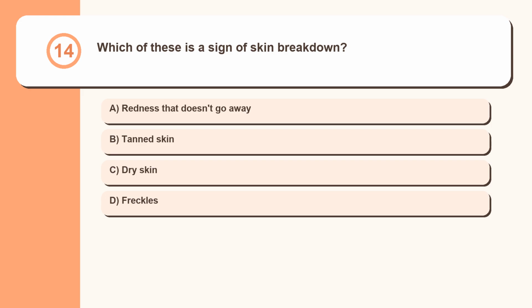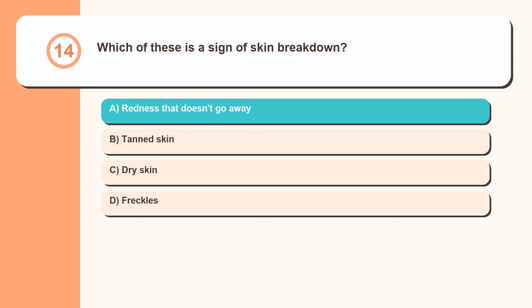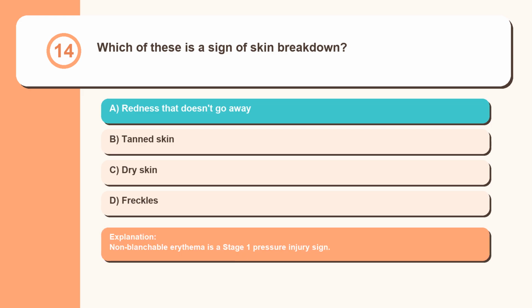Question 14. Which of these is a sign of skin breakdown? Redness that doesn't go away, tan skin, dry skin, freckles. Non-blanchable erythema is a stage 1 pressure injury sign.